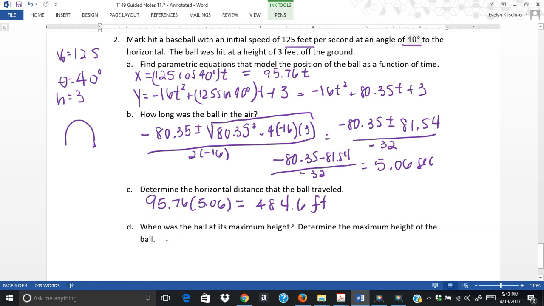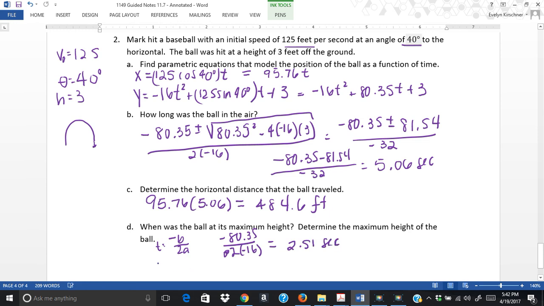And then I want to know when is it at its maximum height? Well, it's at its maximum height at the vertex, and the vertex is when t is negative b over 2a, which is negative 80.35 over 2 times negative 16, and that equals about 2.51 seconds.